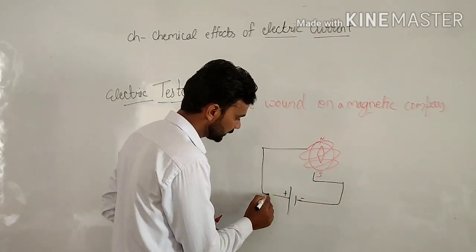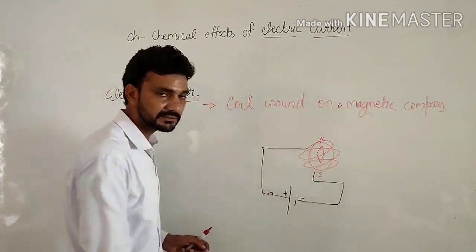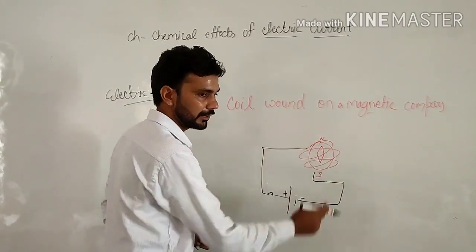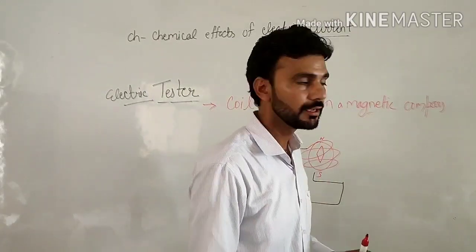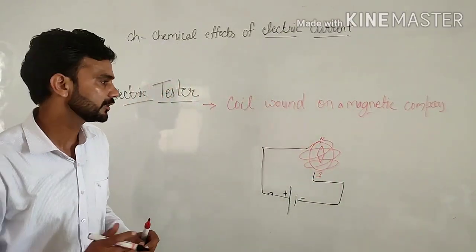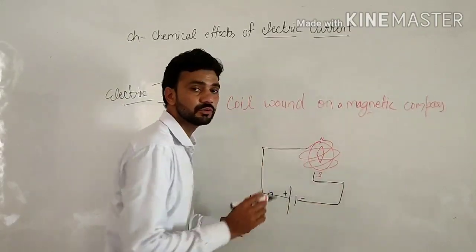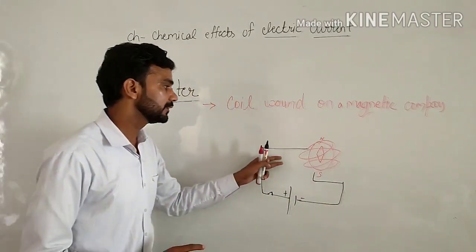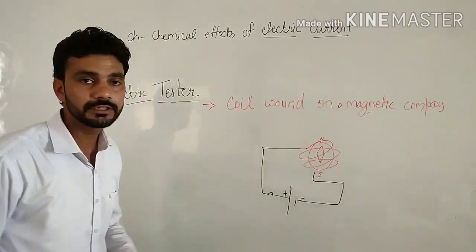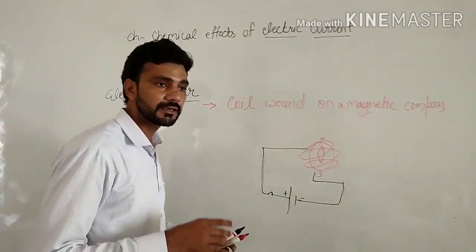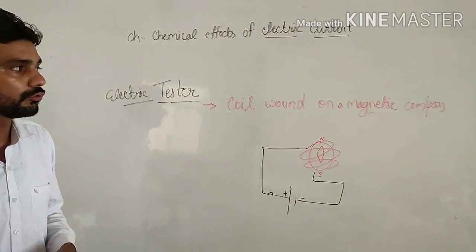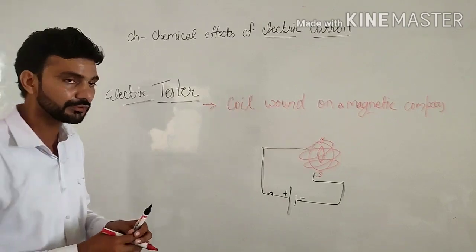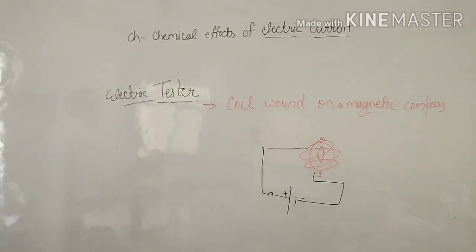When we switch on the key, when we press the switch, if this needle shows deflection from its position, it means current is flowing through the circuit. If the needle does not show any deflection, it means current is not flowing through the circuit. This is also a tester which we can use to find whether current is flowing through a circuit or not. This is known as a magnetic compass or coil wound on a magnetic compass. With the help of this also we can find whether current is flowing through the circuit or not.